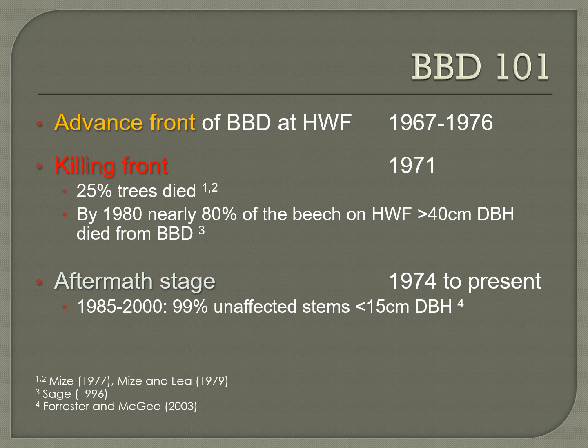This is when the fungus comes in and invades the tree, killing the live bark. We've seen initially in the first wave about 25% of the trees of large size died in that first few years. But by 1980, a decade later, about 80% of the beech that were greater than 40 centimeters in diameter had been killed from beech bark disease.